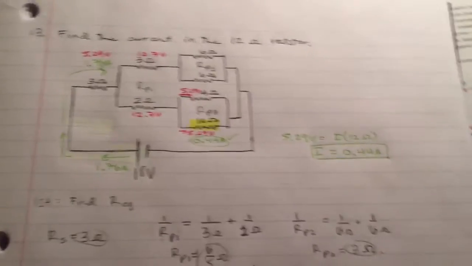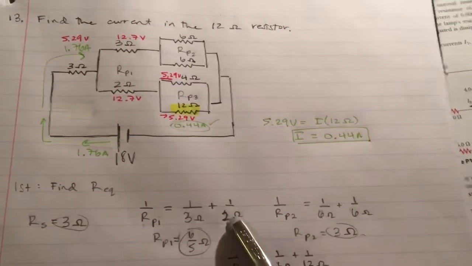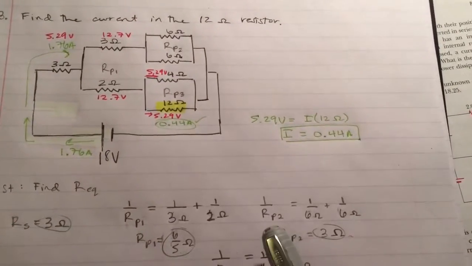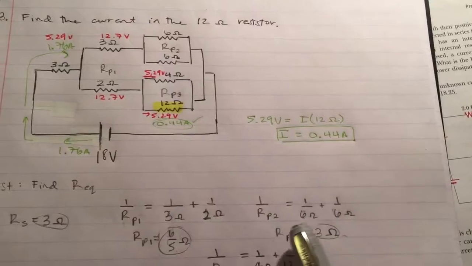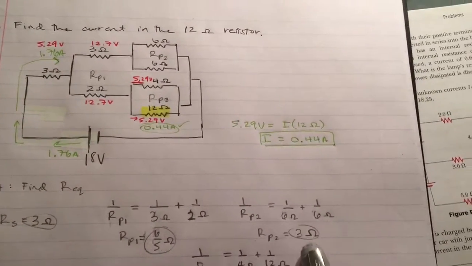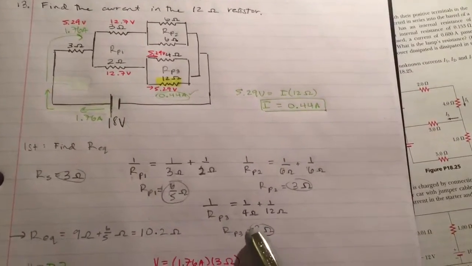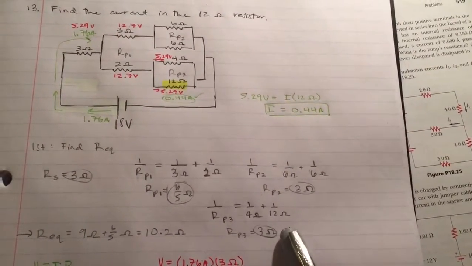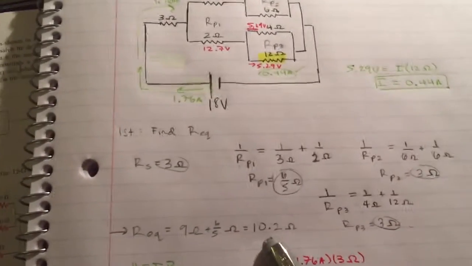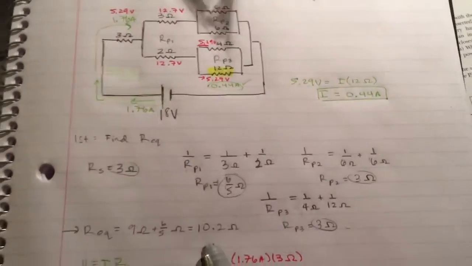So 1 over the resistance in the first parallel equals 1 over 3 ohms plus 1 over 2 ohms. And you get 6 over 5 ohms. Then 1 over the second resistance in parallel equals 1 over 6 ohms plus 1 over 6 ohms. You get 3 ohms. And then 1 over the third parallel equals 1 over 4 ohms plus 1 over 12 ohms. And you get 3 ohms. And then add it all together, and that's a total of 10.2 ohms within the whole circuit.